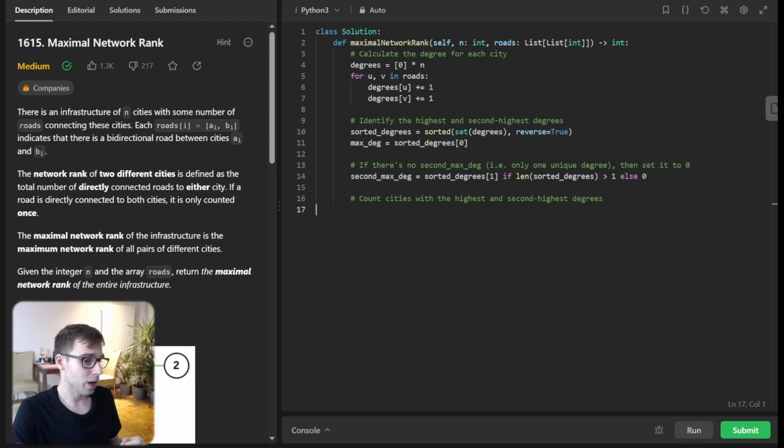Okay, so now we need to identify the cities with the highest and second highest road connections. We did it by sorting the list and picking position 0 and position 1. So the top two values will give us the maximum and second maximum degree. And if there is only one unique degree in our cities, our second max degree should default to 0. And this is a key edge case.